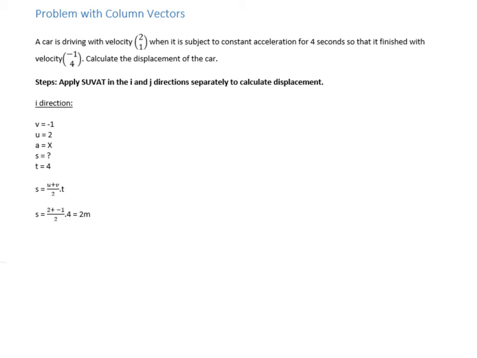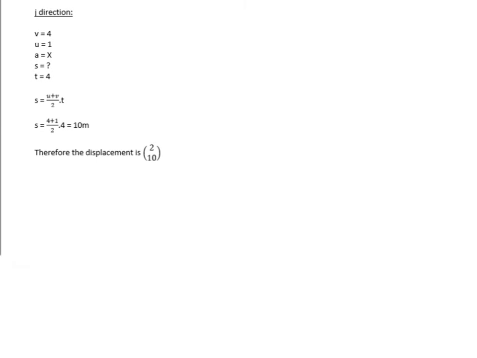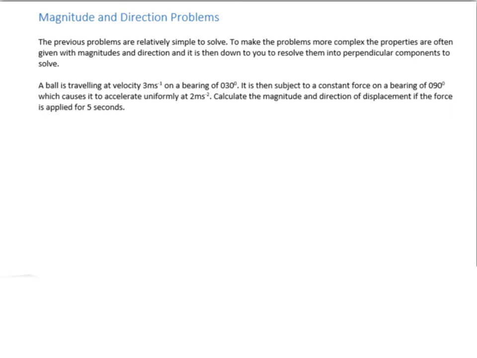In the I direction, which I'm taking as the top line of those column vectors, as you can see, the IJK notation and the column vector notation mean exactly the same thing. There's nothing tricky here. And then we've got the J direction giving us the overall displacement of (2, 10), just as I said. Okay, so let's ramp up the difficulty a little bit, because that's not too difficult.